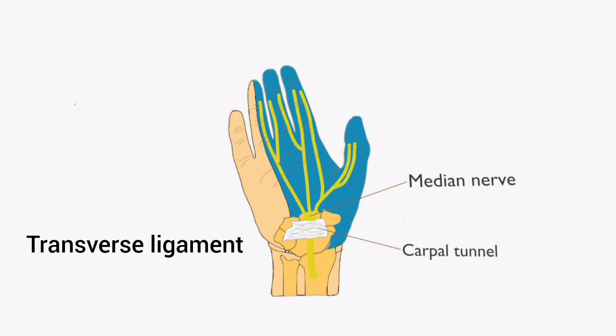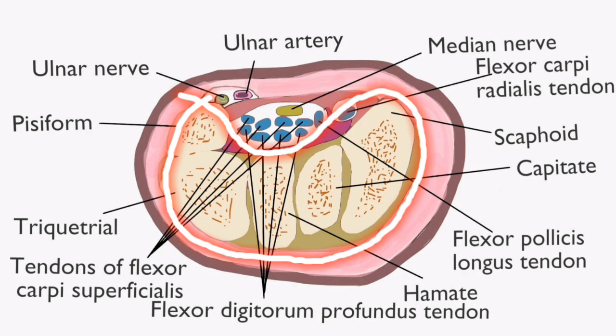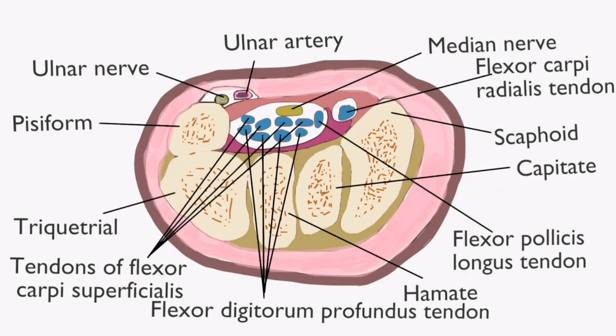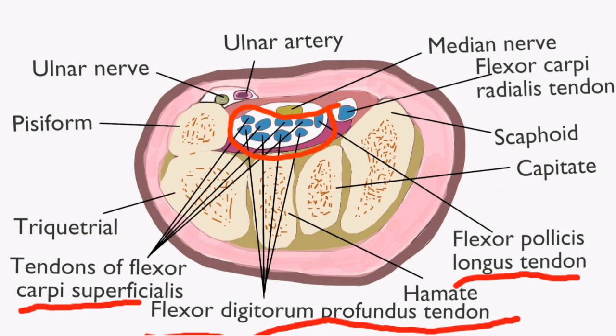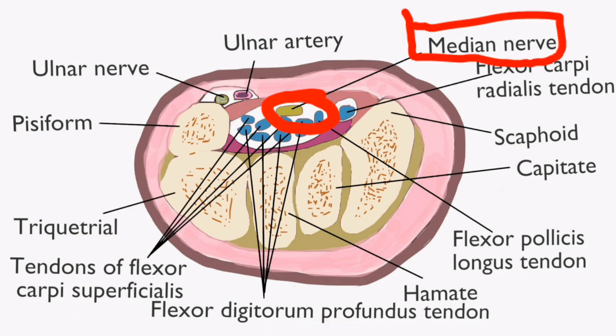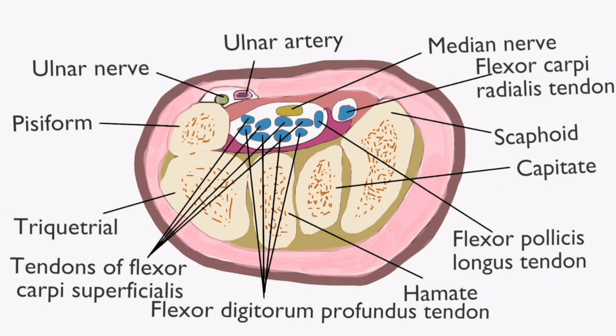It consists of the transverse ligament, carpal bones, as well as the flexor tendons that pass through the carpal tunnel. The median nerve passes through the tunnel, and the inflammation of either the tendons or the transverse ligament can cause the compression of the median nerve.